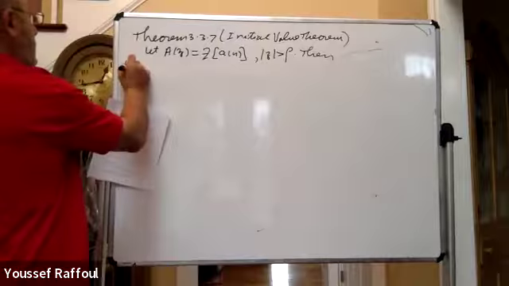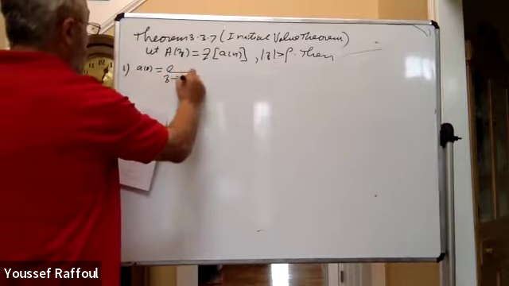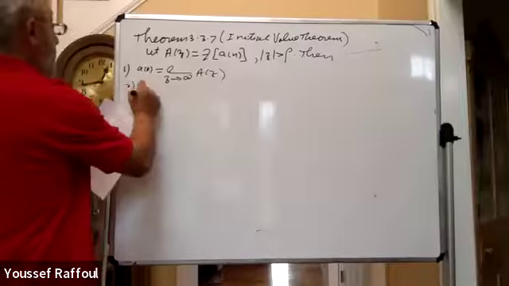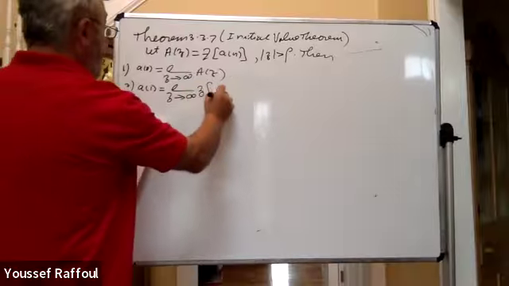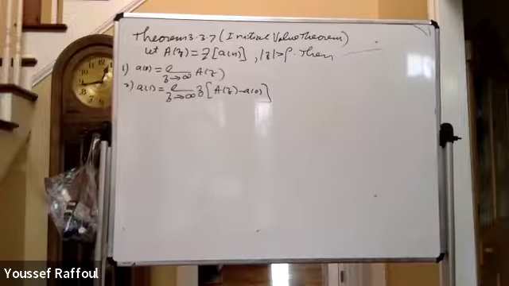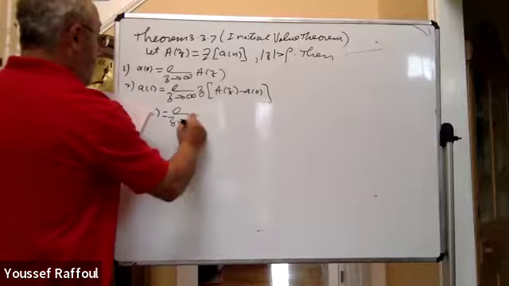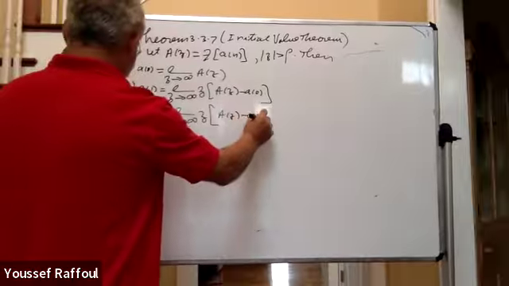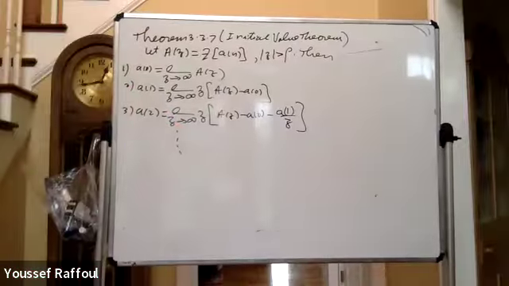Then 1: a_0 is the limit as z approaches infinity of A(z). 2: a_1 is equal to the limit as z approaches infinity of z times (A(z) minus a_0). 3: a_2 is the limit as z goes to infinity of z times (A(z) minus a_0 minus a_1 over z), and so forth. Okay?